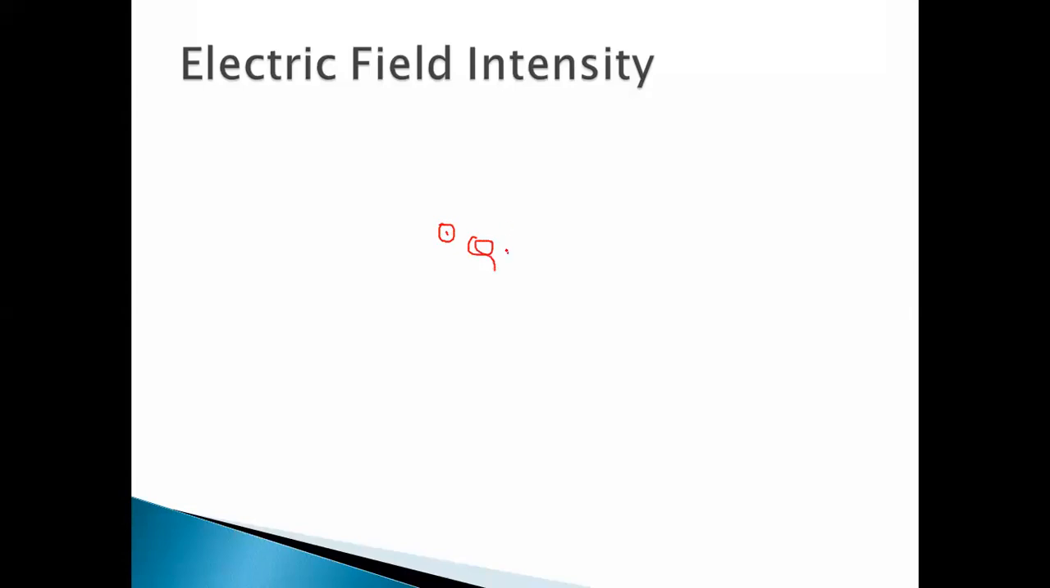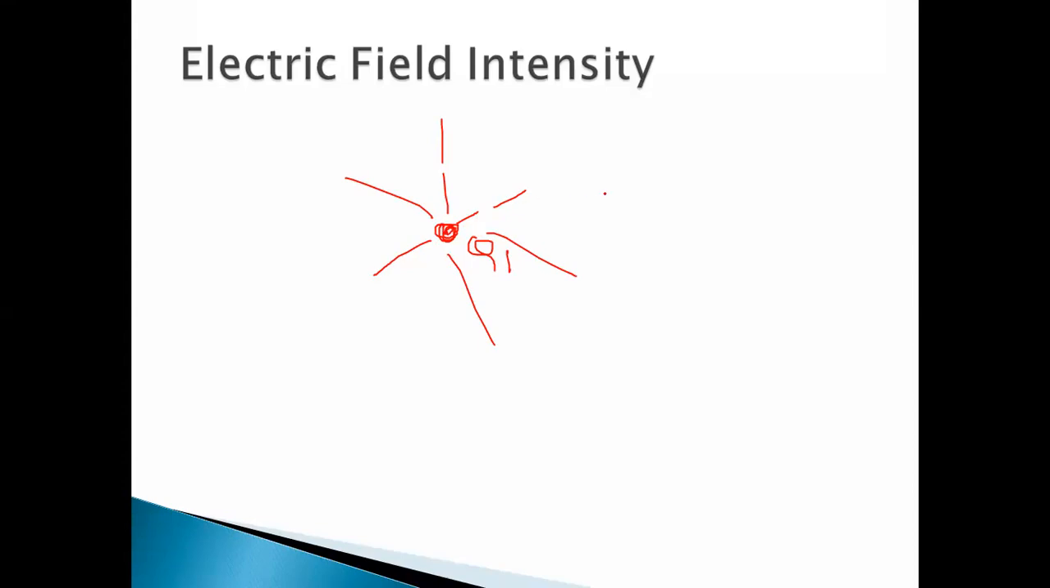Now when I put one charge in space or in free space, it will produce its own electric field, and this field is in all directions, right? This is the field which is produced due to this constant or stationary charge Q1. This electric field is produced due to the constant charge.